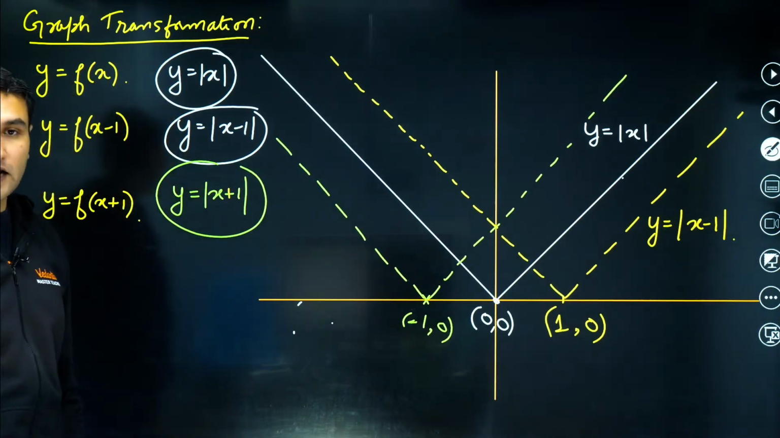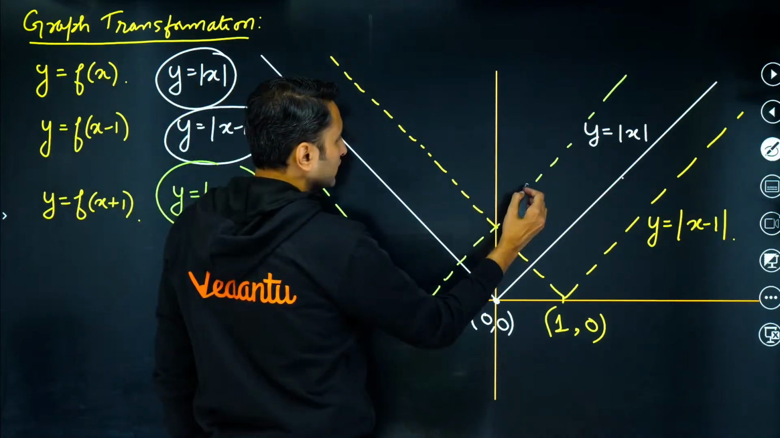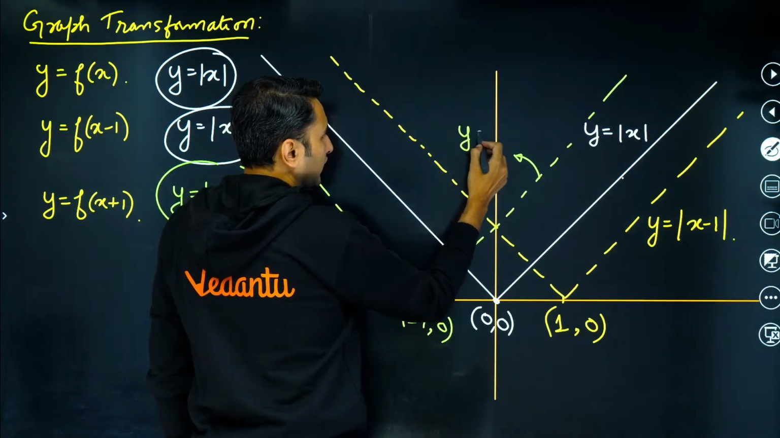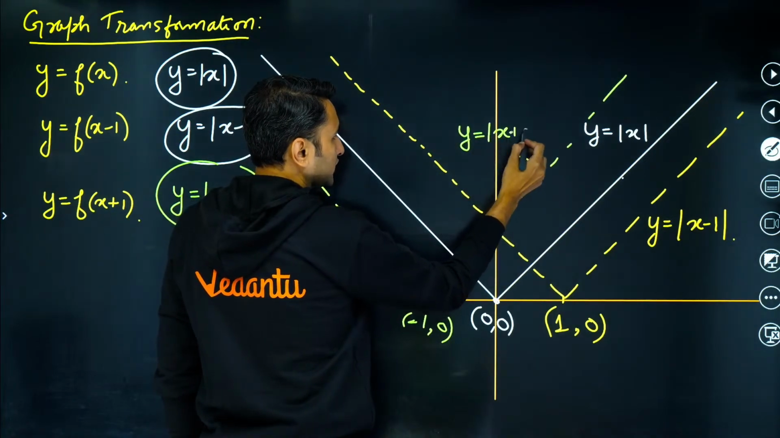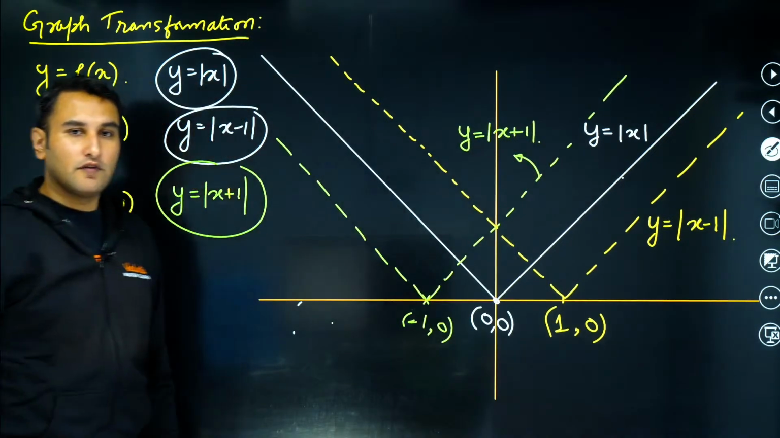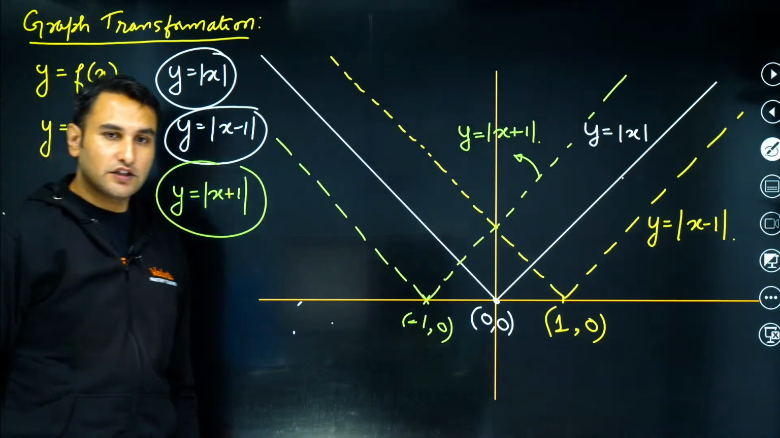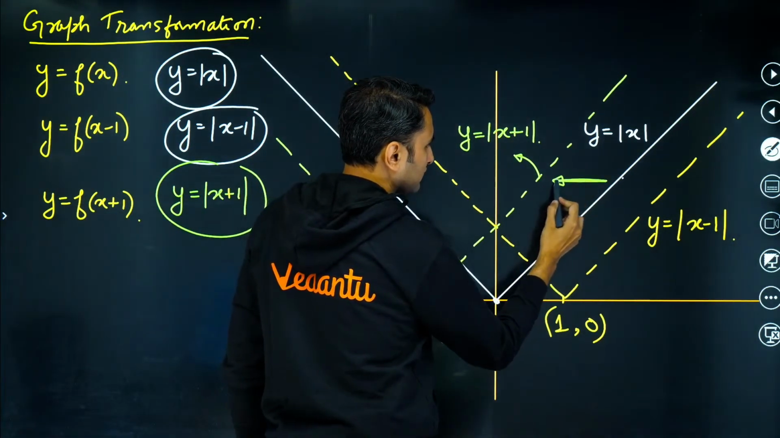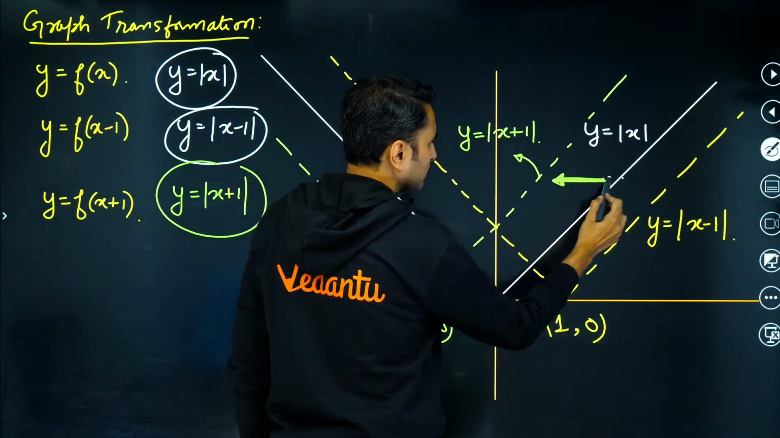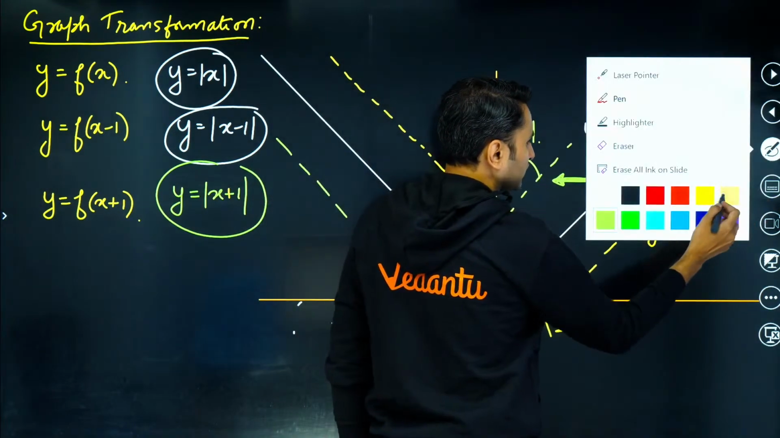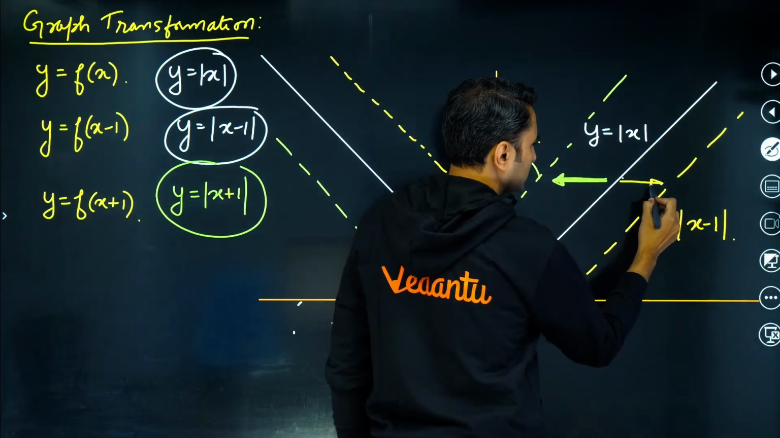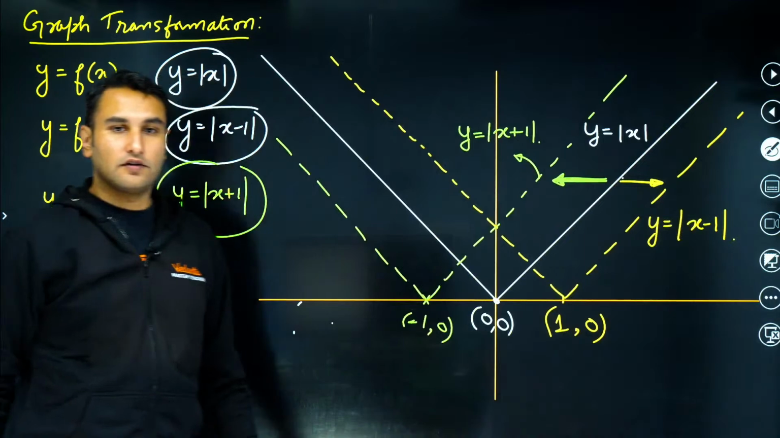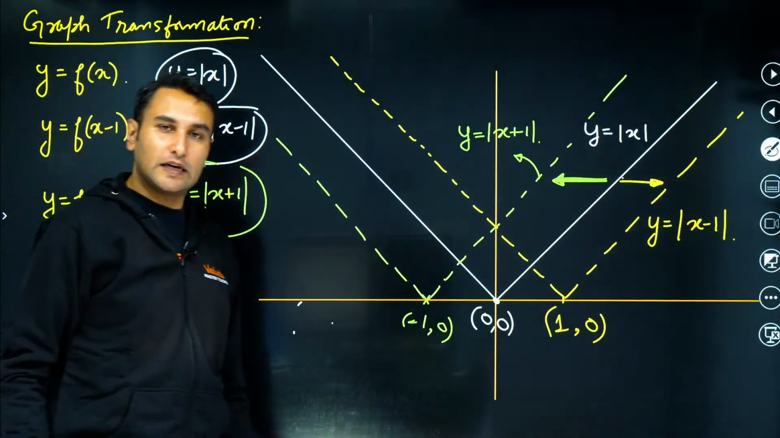So what is this green graph, bachcho? This particular graph is y is equal to mod of x plus 1. It is shifted towards the left hand side, and the yellow graph is shifted towards the right hand side. Got it? Okay, so keep this in mind.